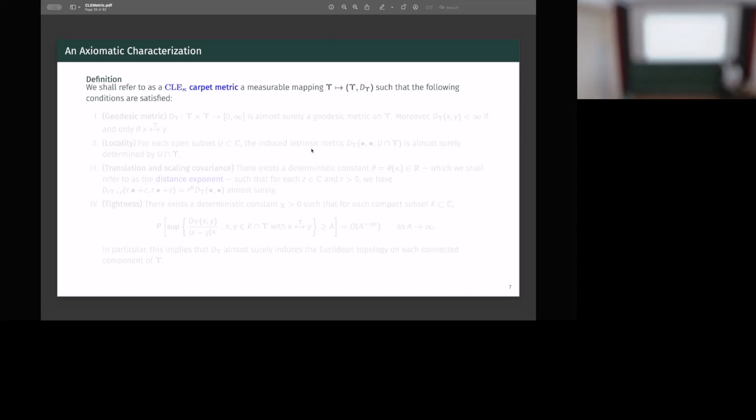Now we give some axioms that we think every natural metric on the CLE carpet should satisfy, and later we will prove there exists a unique one satisfying these axioms. It is a measurable mapping from this CLE configuration to a metric called D epsilon, such that the following conditions hold. First, it is a geodesic metric.